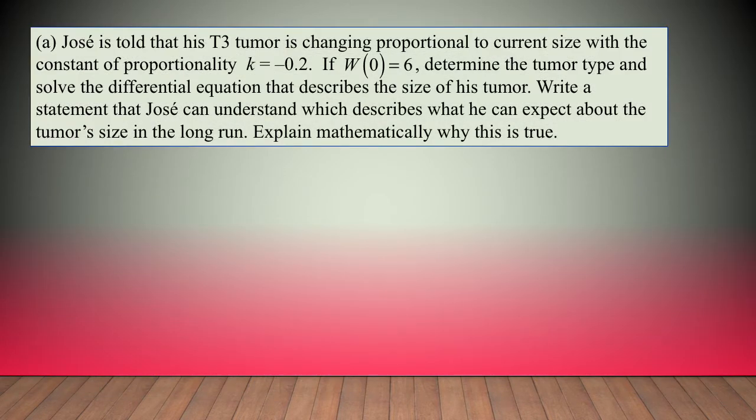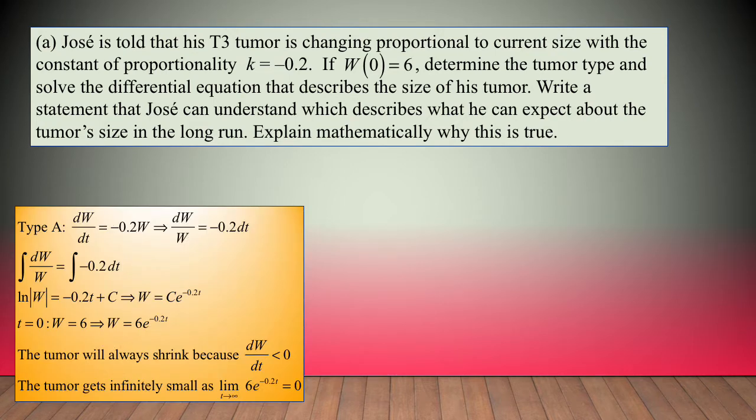Part A reads, Jose is told that his T3 tumor is changing proportional to its current size with the constant of proportionality k equals negative 0.2. If W sub 0 is equal to 6, determine the tumor type and then solve the differential equation that describes the size of the tumor. Write a statement that Jose can understand which describes what he can expect about the tumor's size in the long run, and explain mathematically why this is true.